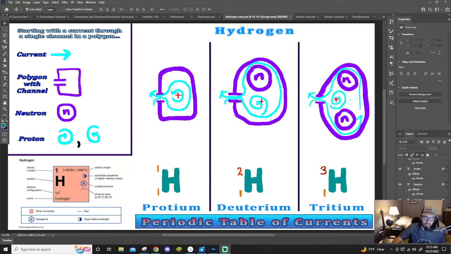So the simplest one, a polygon with a channel with a current coming in, it's going to basically go around the channel and create like a vortex, a point. And then it's going to go out the channel, and so that vortex, that point, behaves as the proton, where the actual mass of the proton is the container itself, where this current flows within here.